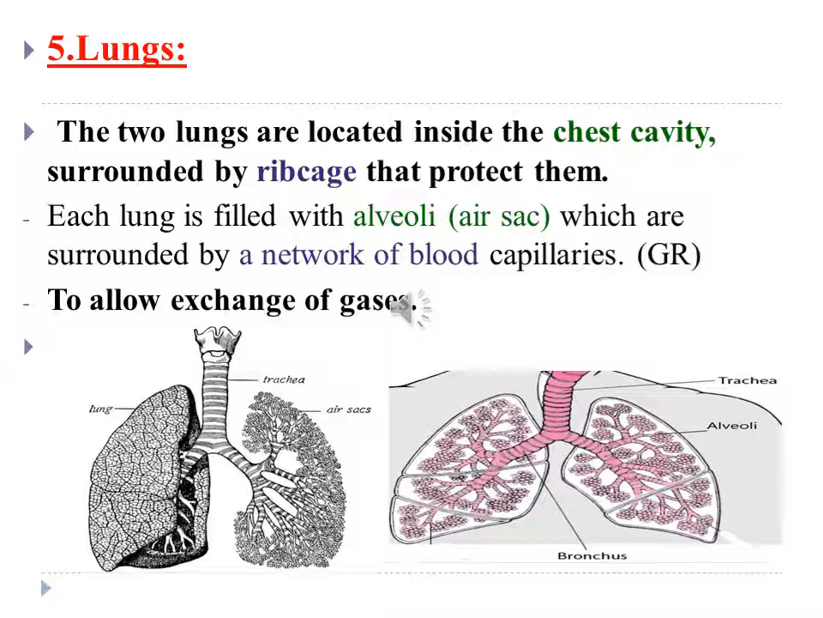Fifth, lungs. The two lungs are located inside our thoracic or chest cavity, surrounded by the rib cage or bony cage to protect them. Each lung is filled with alveoli or tiny air sacs, which are surrounded by a network of blood capillaries, tiny blood tubes. So, give reason. Each alveoli inside our two lungs is surrounded by a network of blood capillaries. The answer will be to allow the gas exchange between the alveoli and the blood capillaries.